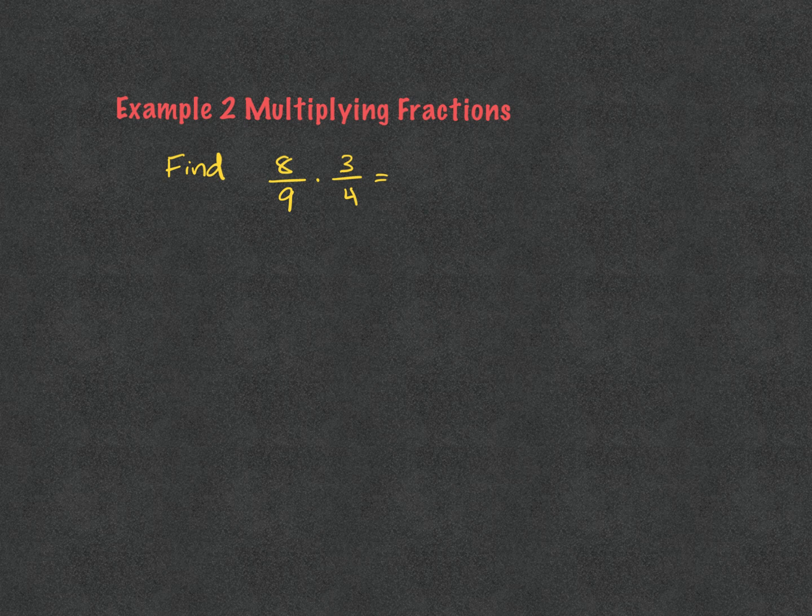8 times 3 is 24. 9 times 4 is 36. Now, the problem is this would be half off on a test or a quiz or homework. So you have to reduce it or simplify it. So in order to reduce or simplify, you have to think of your divisibility rules. You have to think of numbers that can go into both of these.